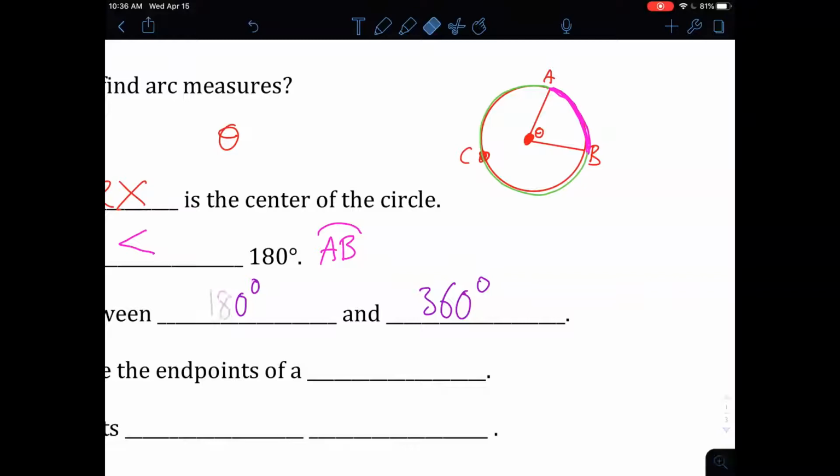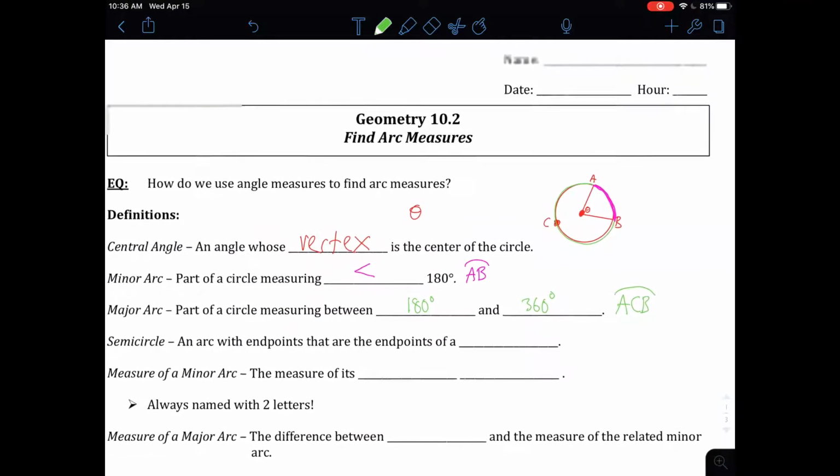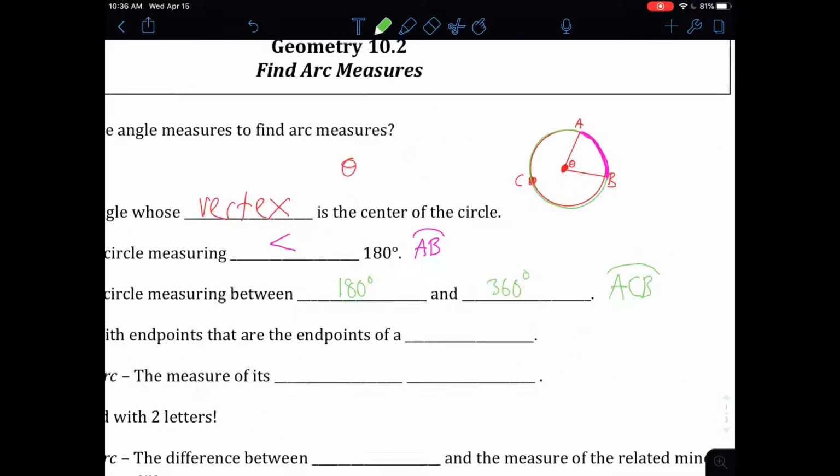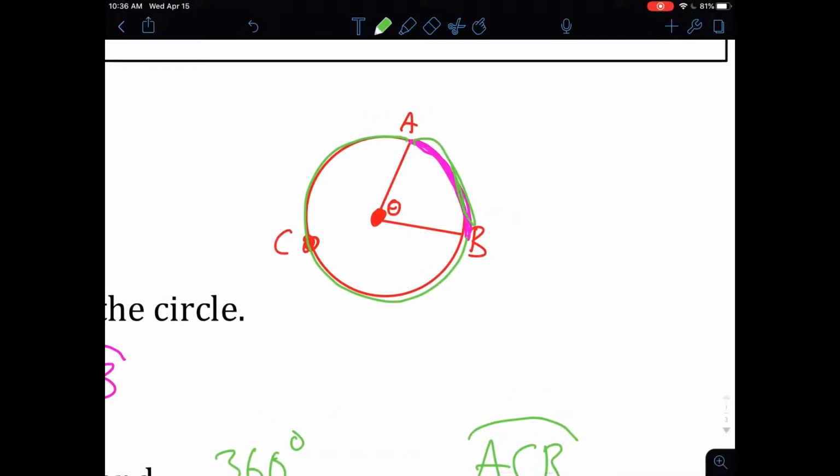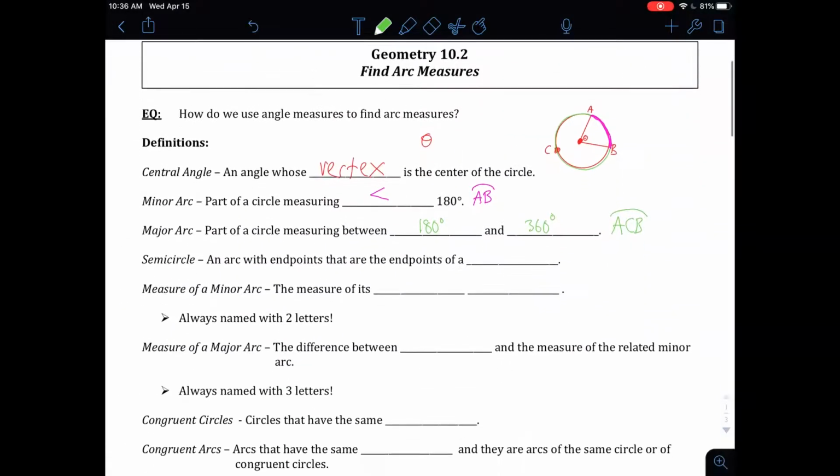I'm going to erase these two. We're going to take our time, make sure we do a good job with this, make sure you guys feel good. Okay, so for example, in arc ACB, that's going to be between 180 and 360 degrees. It's almost all the circle except for this pink part right here. So that's going to be a major arc. A minor arc is less than 180 degrees, and the minor arc was over here, and the major arc was all the way around over here.